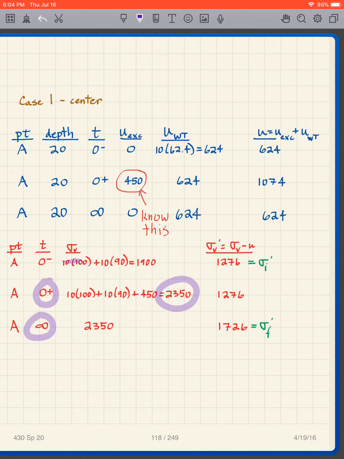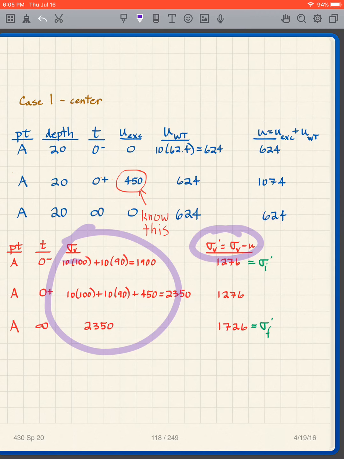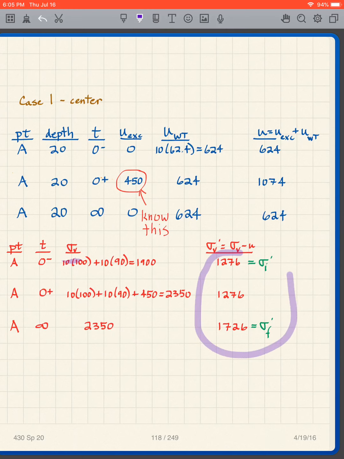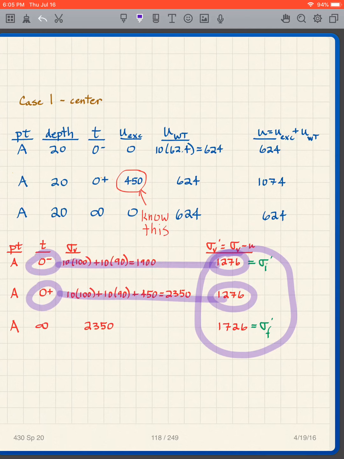At t equals infinity, it's the same picture, so those are going to be the same. Same picture, same sigma v. And then my sigma v prime is sigma v minus u, and I get these numbers. Notice that t equals 0 minus and t equals 0 plus, the numbers are the same. They're the same, and they should be. So that's a check on your work.